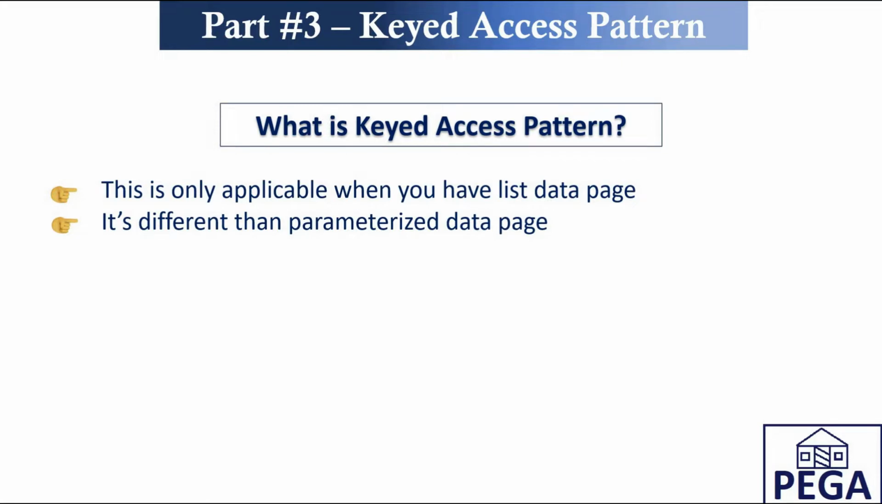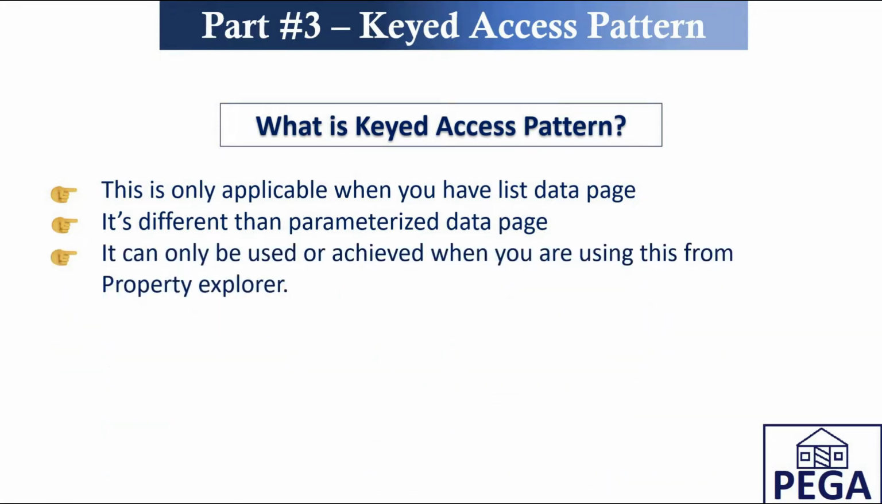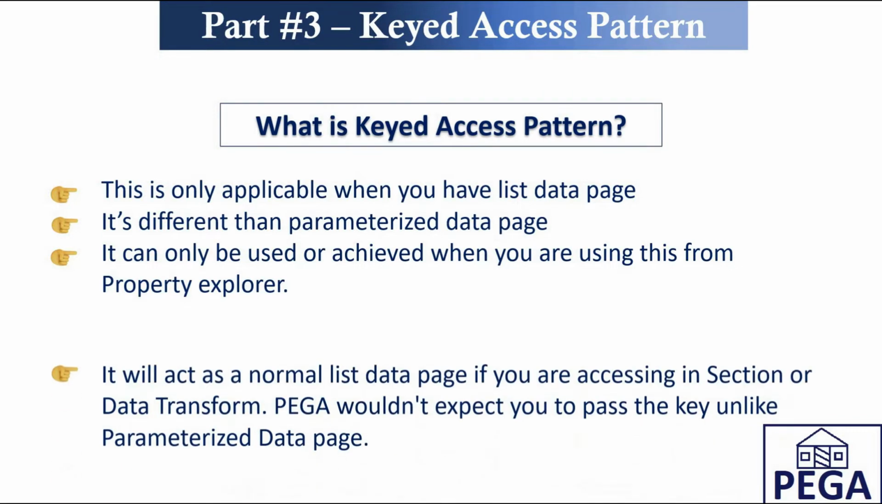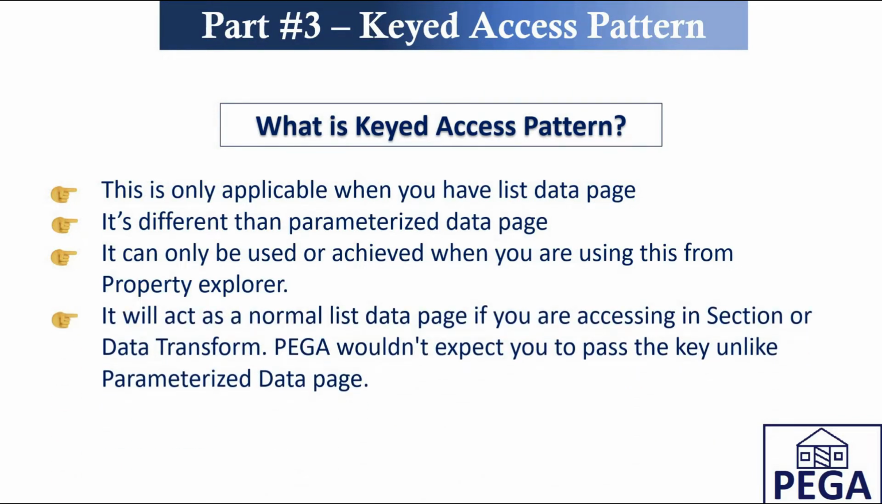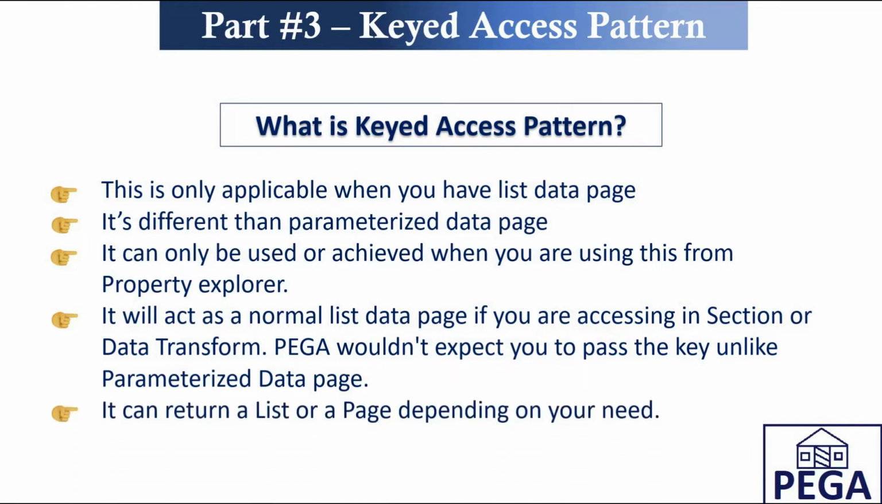It can only be used or achieved from the Property Explorer. If you wanted to use it in other areas, like a data transform, or for example accessing it from a section, then Pega wouldn't expect you to pass the key, unlike the parameterized database. I hope this is clear.